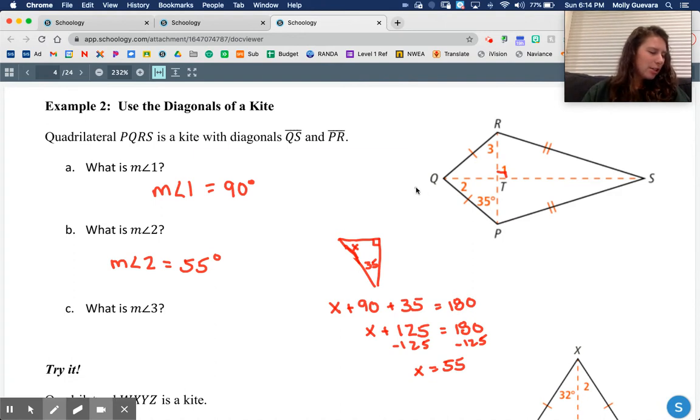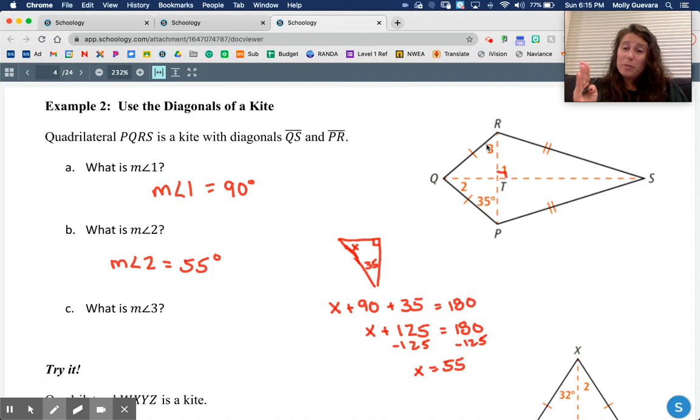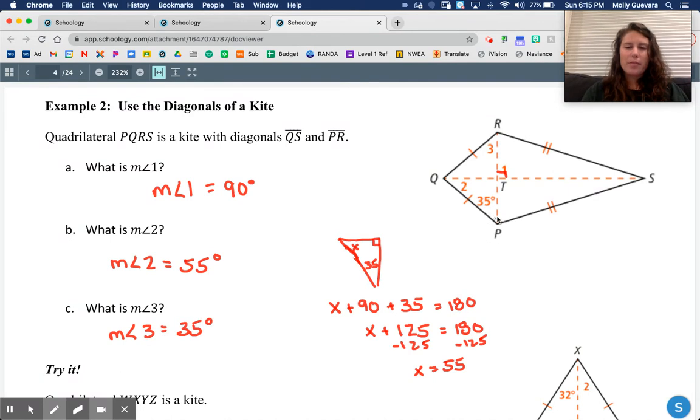The last question says, what is the measure of angle 3, which is right here. Well, just so we know, kites are symmetrical. So if I were to fold them in half, they would line up perfectly. So if I folded this in half along this line, it would line up perfectly. So that tells me that angle 3 is the same thing as angle QPT here. So hopefully that's pretty quick as well, where I get that the measure of angle 3 is 35 degrees. It is the same as angle QPT.